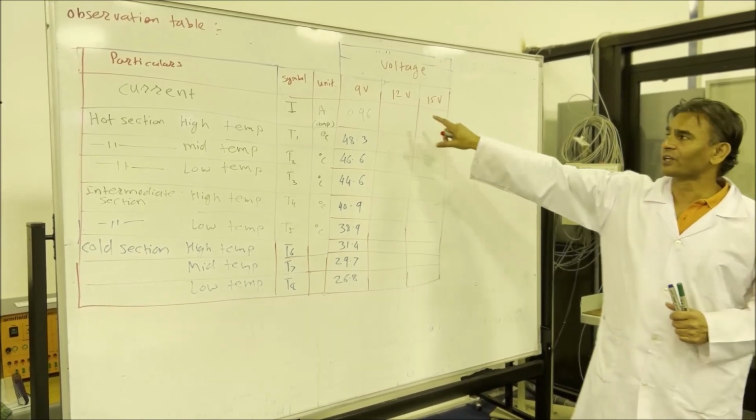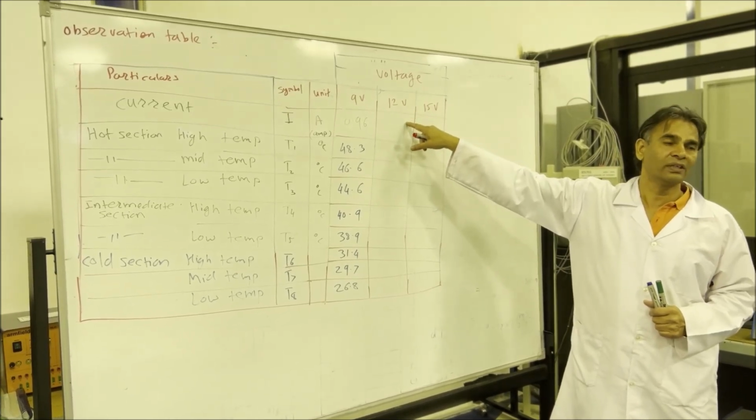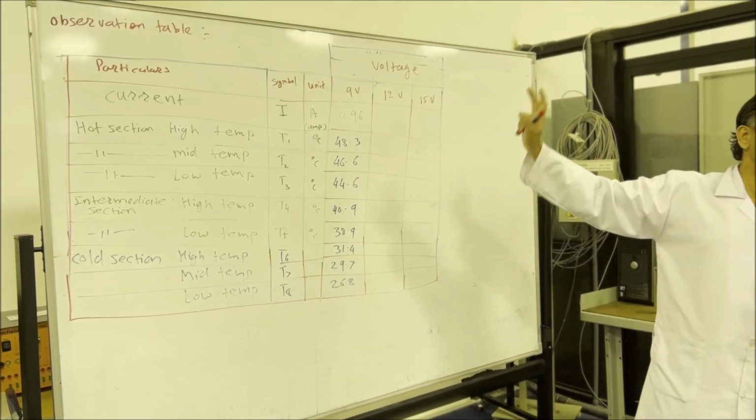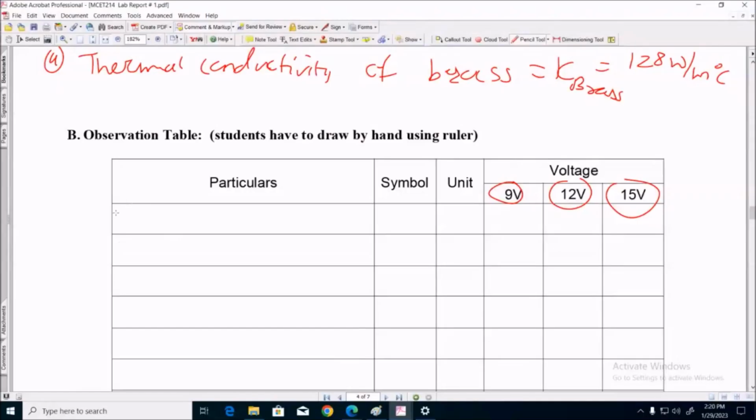Now after 20-30 minutes, we will record the readings for 12 volt. We will not take 15 volts, only 9 and 12 volt are enough. So what is the first record? We need to record the current. The symbol is I. The unit is ampere.